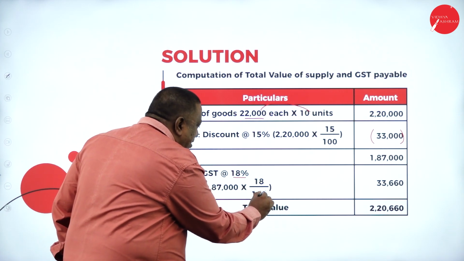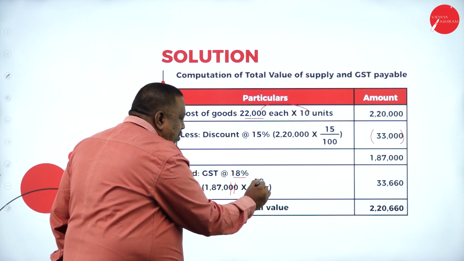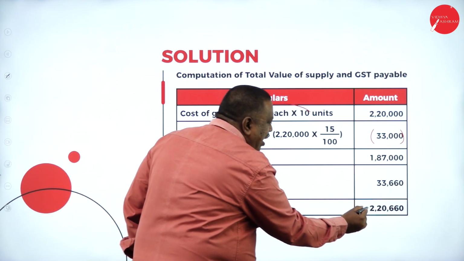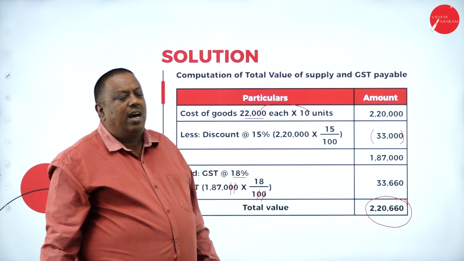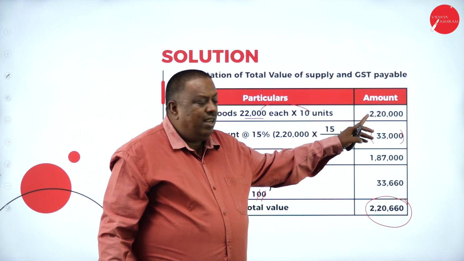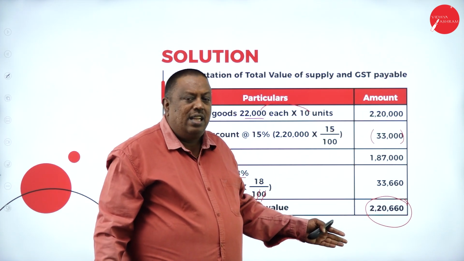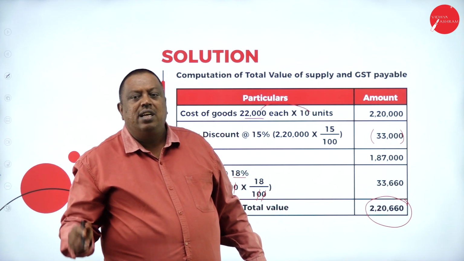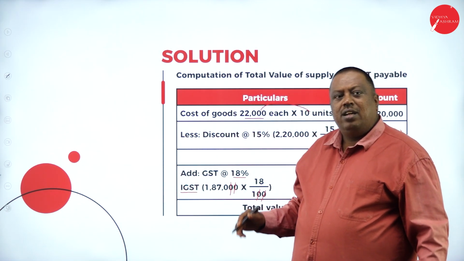1,87,000 into 18 by 100, so 2 zeros cancel. 1,870 into 18 is nothing but 33,660. So total value of the commodity will be 2,20,660 after providing discount. See, the product was 2,20,000, discount was given, and then we charged the tax. Now the Chirag has to pay 33,660 tax to the person who is supplying goods to him, right?